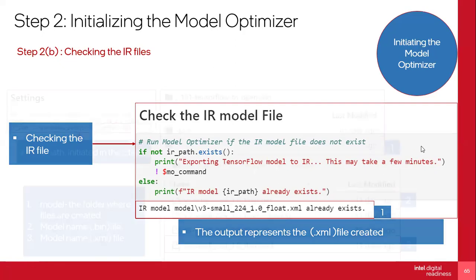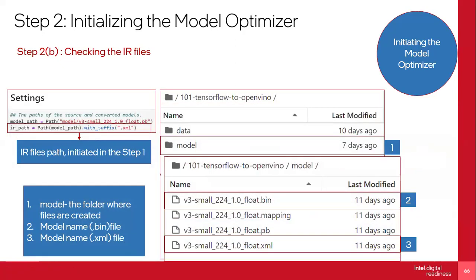The next one is checking the IR models. Checking the IR files, you can see that the files have been updated. The small bin file has been updated, and the size also would have been reduced.